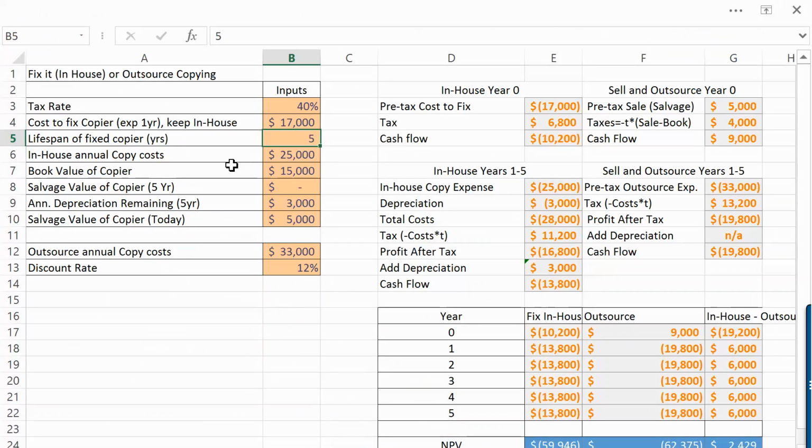The lifespan of the fixed copier is 5 more years. So we fix the copier for $17,000. It lasts for another 5 years. And it's going to cost another $25,000 in expense, say ink and other things to run the copier, and paper.